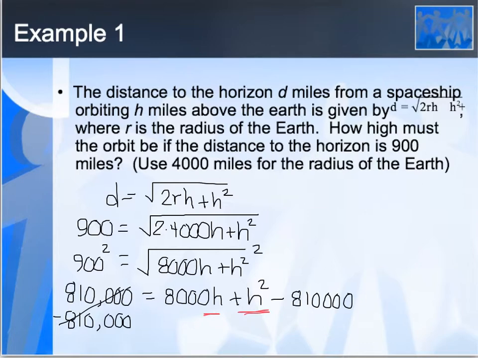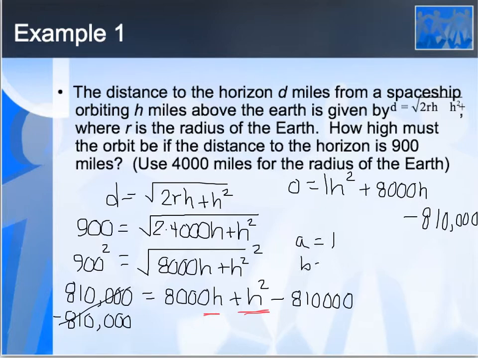Now we've got 0 over there. So we've got 0 is equal to h squared plus 8,000h minus 810,000. Oops, I'm running out of room. Notice I put it in standard form. A is 1, B is 8,000, and C is the negative 810,000.